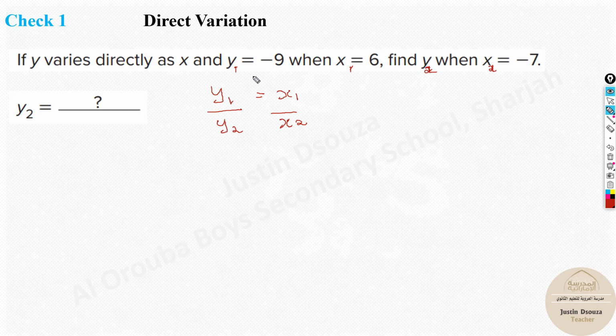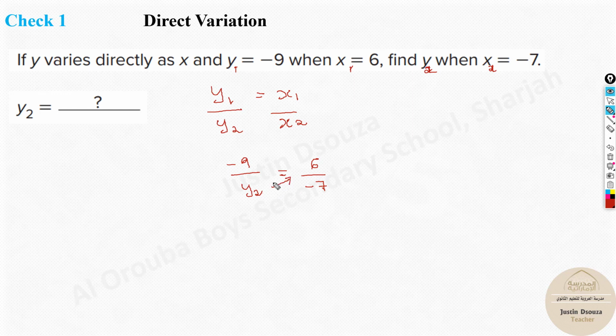You can even interchange this. If you take this as y2, the first one, this must be x2. Then y1, x1. Up to you. And now let me just substitute. It's negative 9 divided by x is, that side, let me write y2 here. That is equal to 6 divided by minus 7. Cross multiply, I'll get the answer.